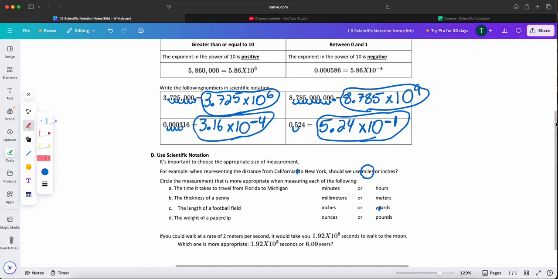So the first one here says the time it takes to travel from Florida to Michigan. Should we use minutes or hours? Since this is a decent distance away, you would want to make sure that you use hours.